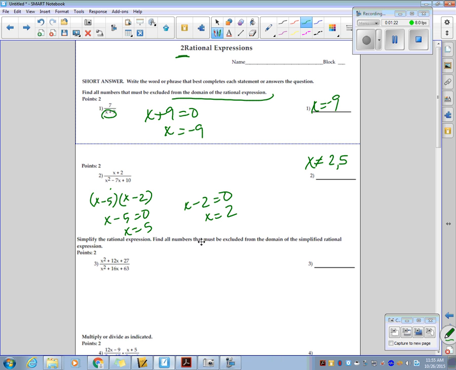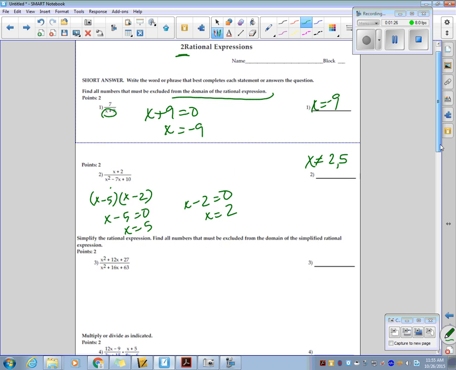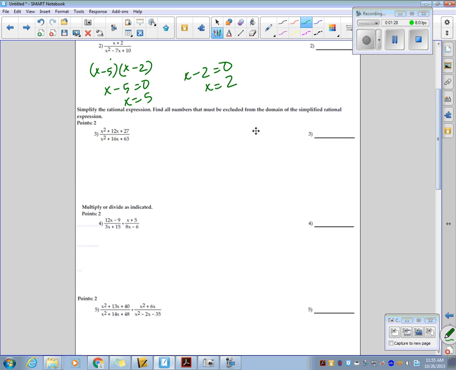And then we get to number 3, and in question number 3, you see that it says that you have to simplify and tell what values are going to be excluded. So in order to determine that, we are going to first factor the top and the bottom, and then take a look at the restrictions. So this one factors into x plus 9 and x plus 3. This one on the bottom factors into x plus 9 and x plus 7.